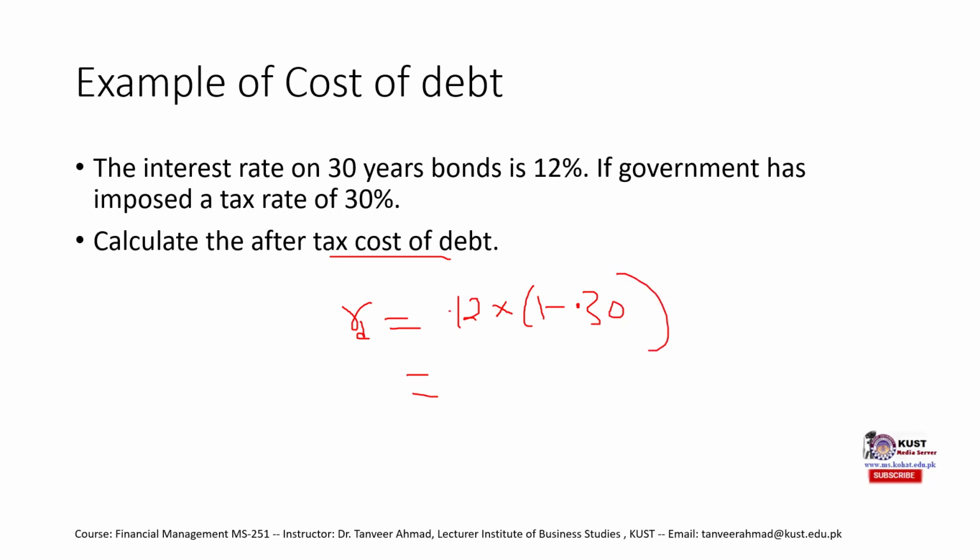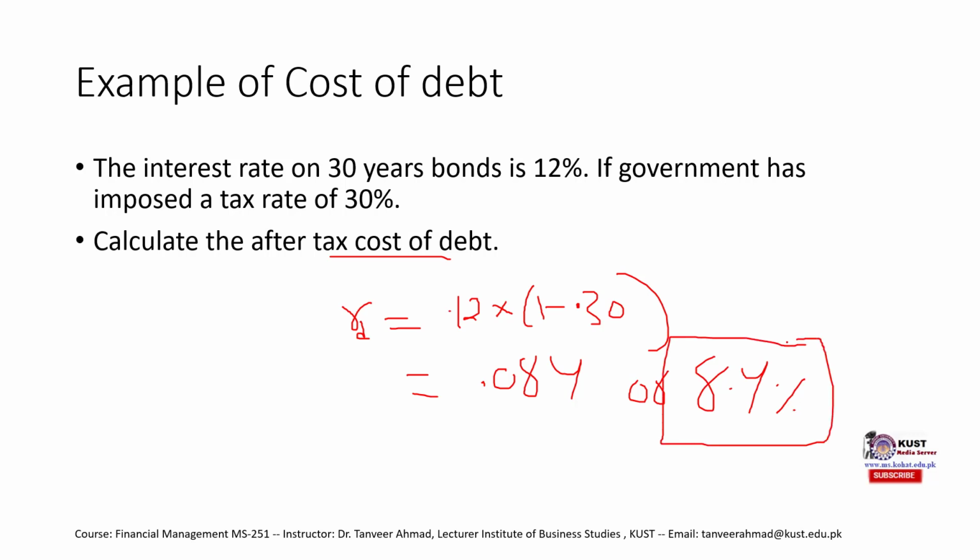and this would give 0.084 or 8.4%. So our effective cost of debt is 8.4%. Although we are paying 12% as interest, we are saving some tax amount. So if we deduct that tax saving from this interest, the cost of issuing this bond is actually 8.4%.